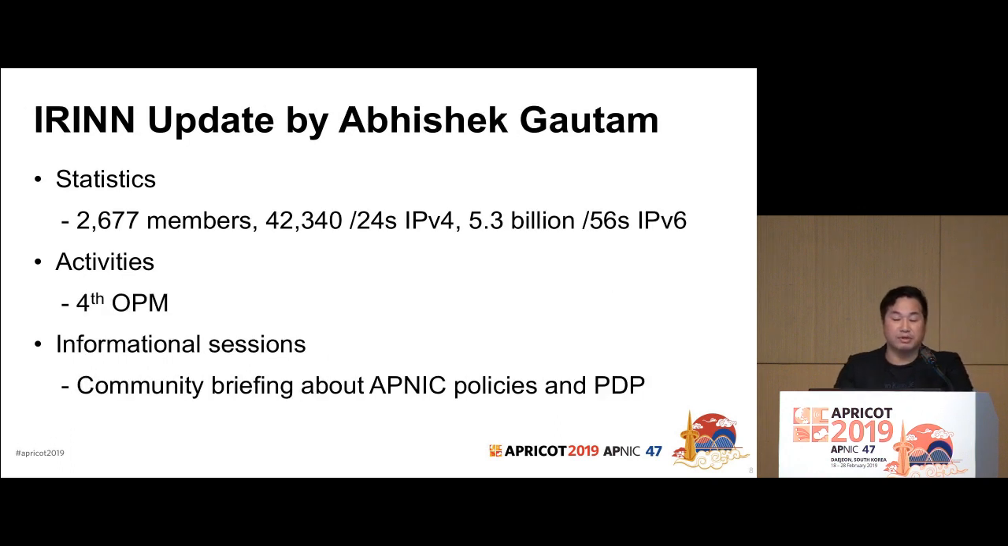Next, the IRINN update was made by Abhishek Gautam, and they have 2,677 members. They have about 42,000 IPv4 and 5.3 billion IPv6. They hosted the fourth open policy meeting, and there were lots of informational sessions, and their local community was briefed about APNIC policies and PDP.